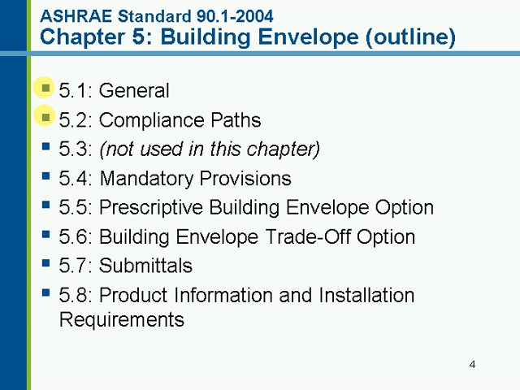And then you can choose whether you want to comply with either 5.5, the prescriptive envelope option, or 5.6, which is the trade-off option. And finally, there's Sections 5.7 and 5.8, which have the submittals and product information requirements. These are referred to in Section 5.4, so in effect these become mandatory provisions. And as we go through, I'll be citing different paragraphs from those sections so that you're aware of those.